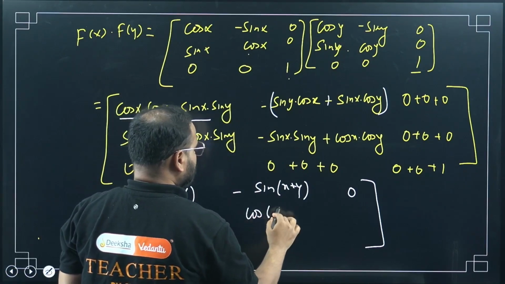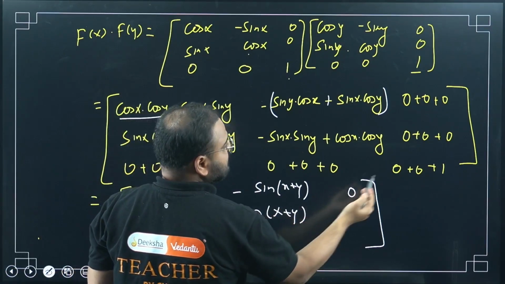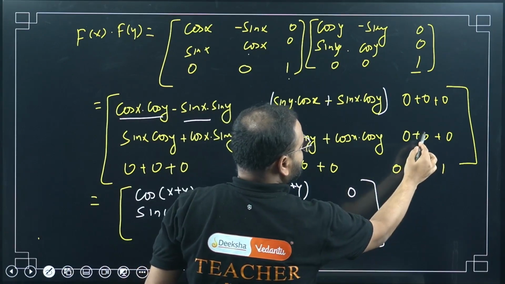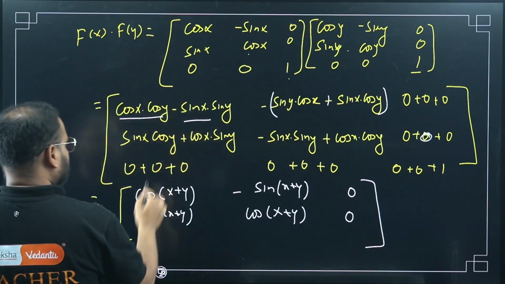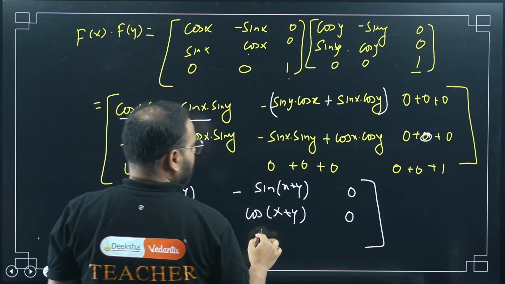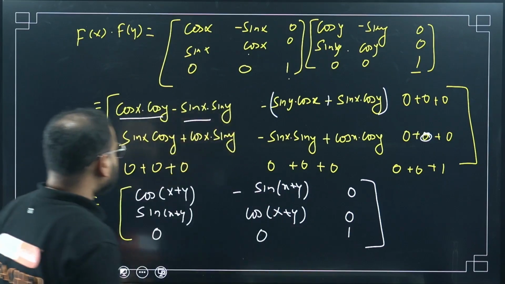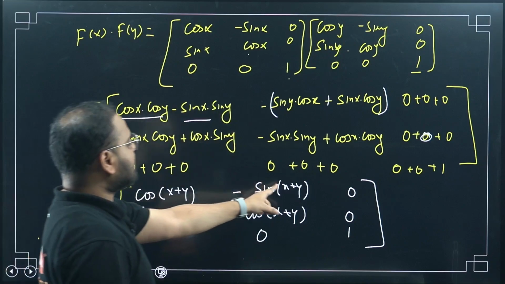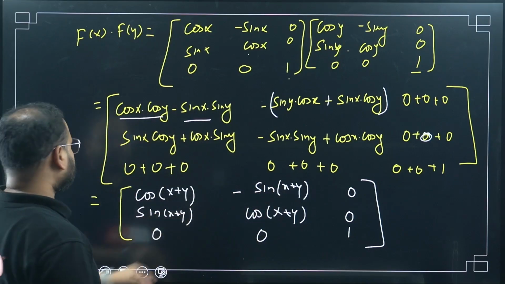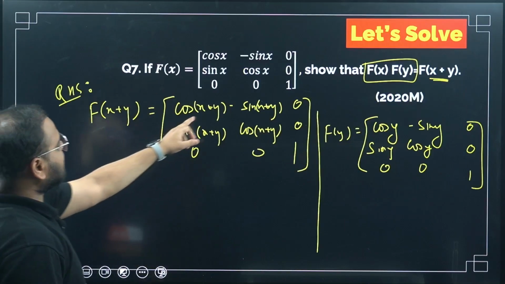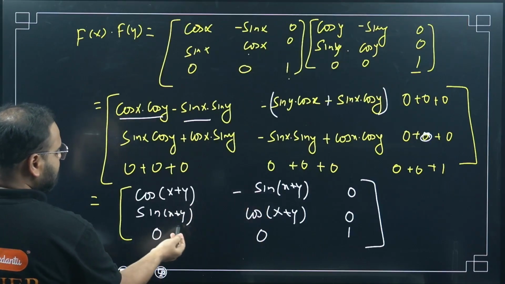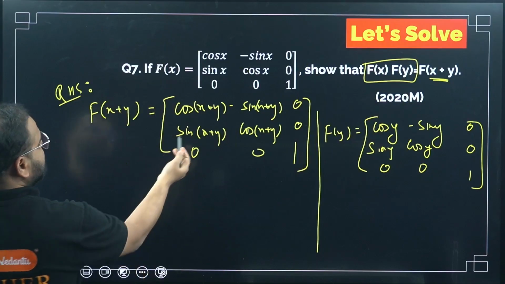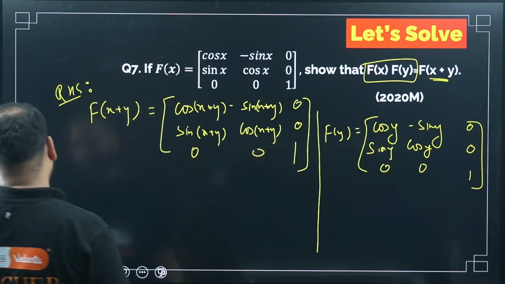Write it as cos of, what is this? 0 plus 0 plus 0. This is not 6, this is 0 only. So this will become what? 0. Check here, this is 0, this is 0, and this is 1. What is my answer? Cos x plus y, minus sin x plus y, 0; sin x plus y, cos x plus y, 0; and 0, 0, 1.